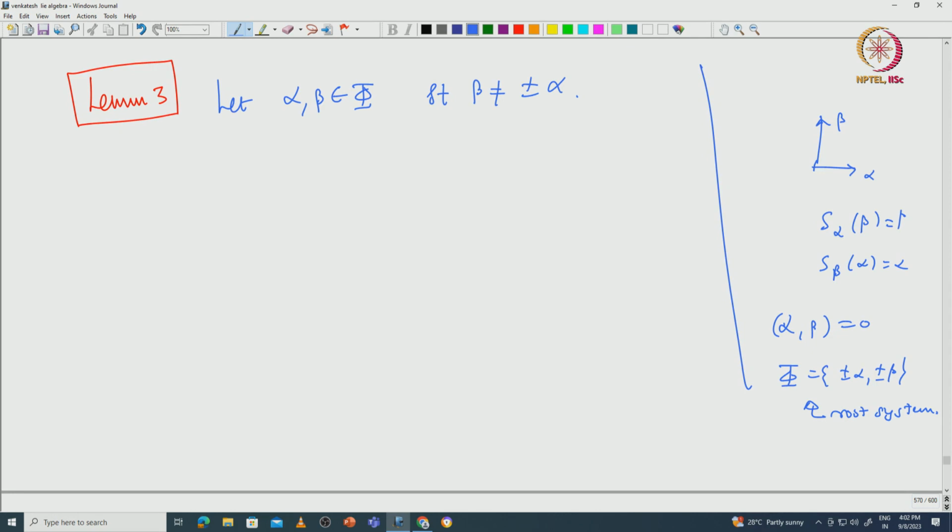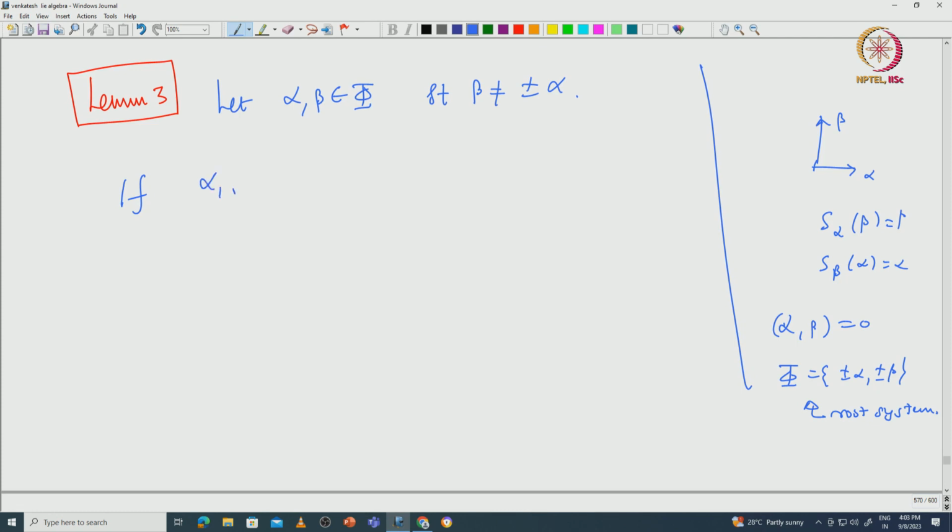For that purpose we assume that the inner product of alpha and beta is actually non-zero. If it is non-zero, then there are two possibilities: the inner product is positive or it is negative. If it is positive, that means the angle between alpha and beta is strictly acute. In that case we will be able to subtract beta from alpha, and that will again be an element of phi. In case this inner product is negative, then we will be able to add, so alpha plus beta will be a root.